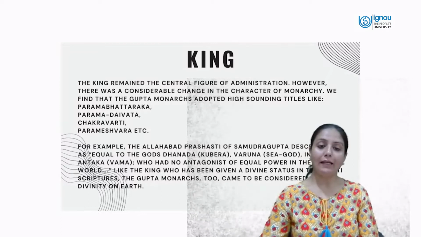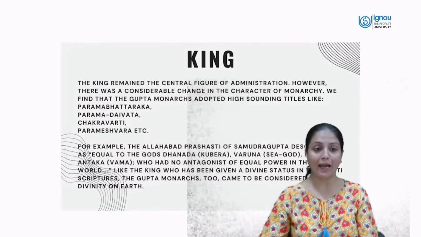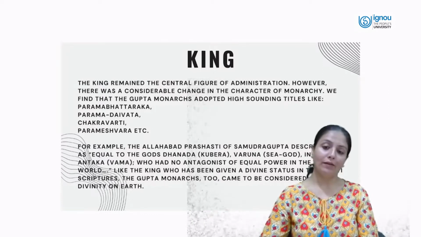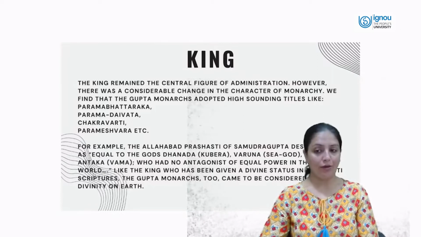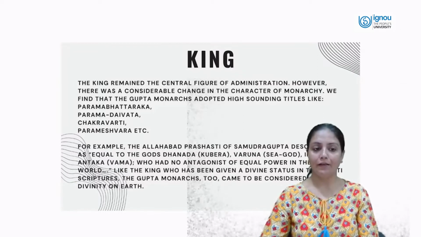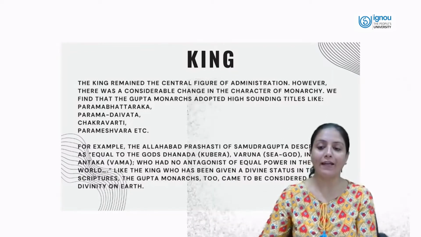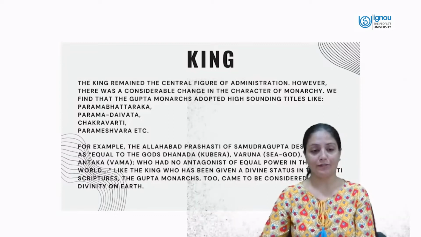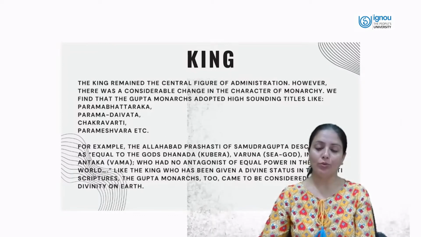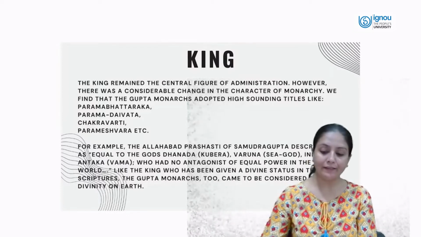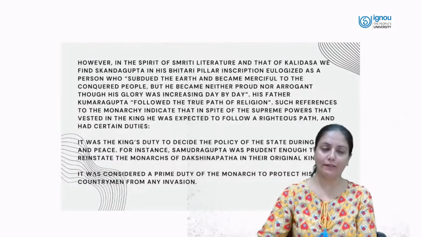For example, the Allahabad Prashasti of Samudragupta describes him as equal to the god Dhanada, meaning Kubera, like Varuna, the sea god, Indra, and Antaka Yama, who had no antagonists of equal power in the world. Like the king who has been given a divine status in the Smriti literature, the Gupta monarchs too came to be considered a divinity on earth.